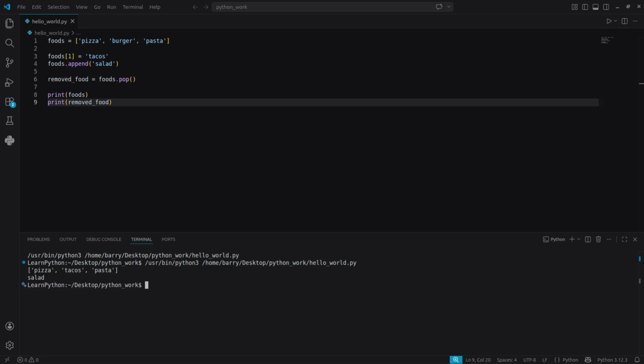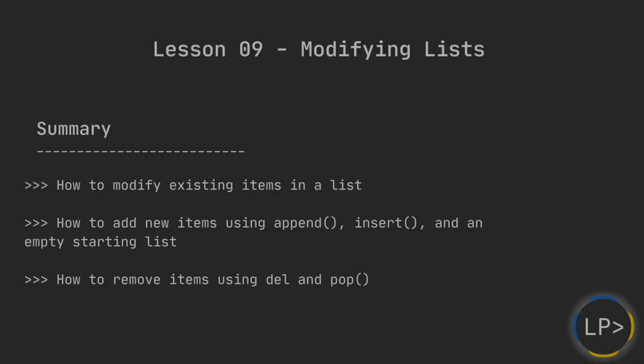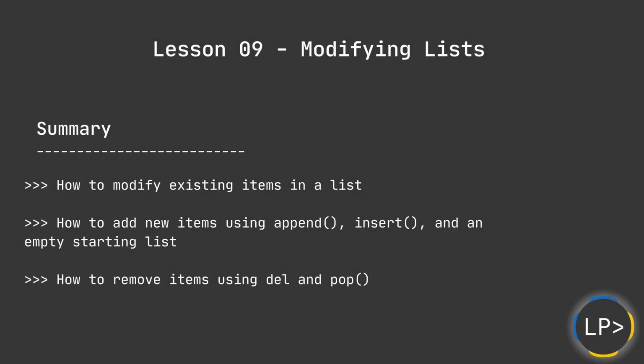So, how did you do? Look at my example and compare it with what you did. This practice will help you understand modifying, adding, and removing items from a list, which is what we covered in the current lesson. And that concludes today's lesson 9, where we learned how to modify existing items in a list, how to add new items using append, insert, and an empty starting list, and finally how to remove items using del and pop.